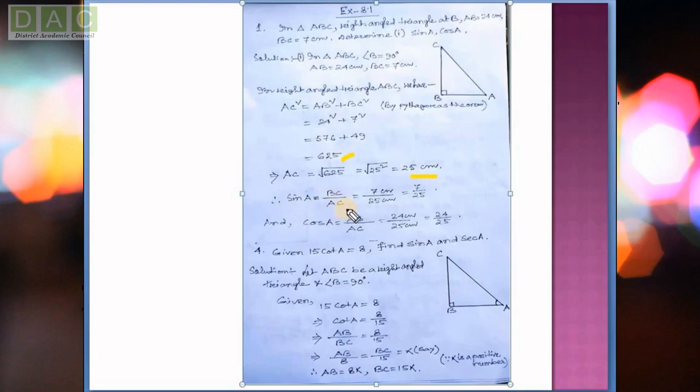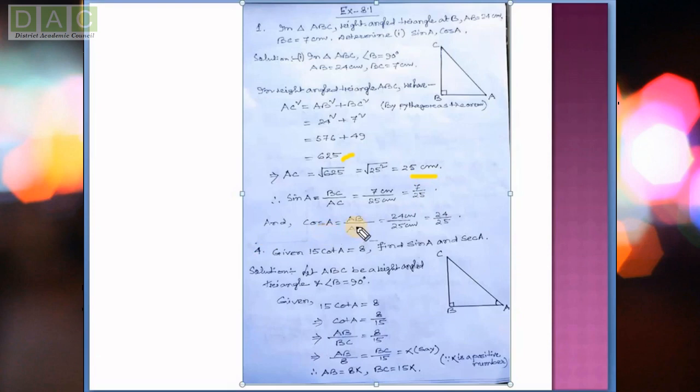Therefore sin A equals, now see, sin A equals BC by AC. How did this BC by AC come? Sin A means angle A's opposite side by hypotenuse. So angle A's opposite side is what? BC, and hypotenuse AC. So write like this: BC is 7 cm and AC is 25 cm. Centimeter cancels, and what will remain? 7 by 25.